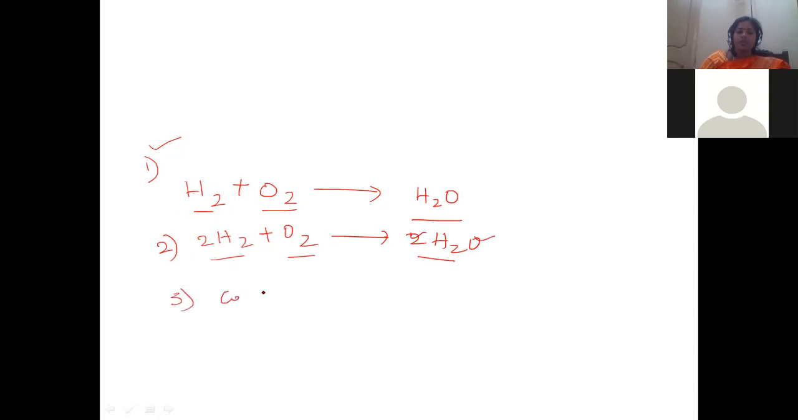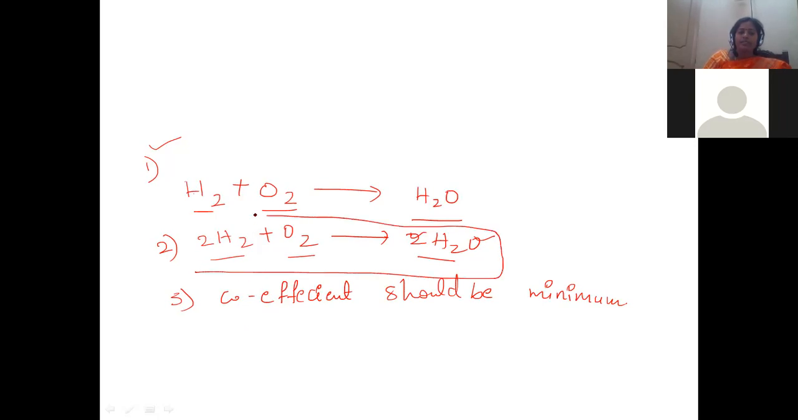In third step, coefficients should be minimum. Coefficient should be minimum is the third rule, third ground rule. Let us see how it is possible. The same equation can be represented in another balanced form also. If I take 4 hydrogens, it needs 2 oxygens and there is a formation of 4H2O is possible.